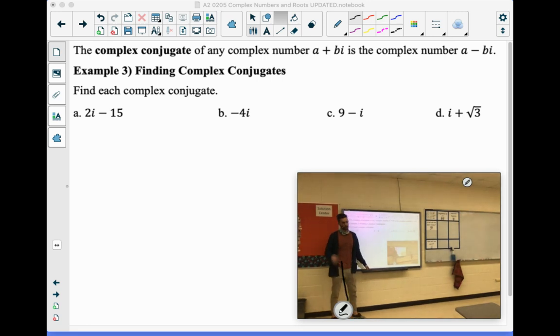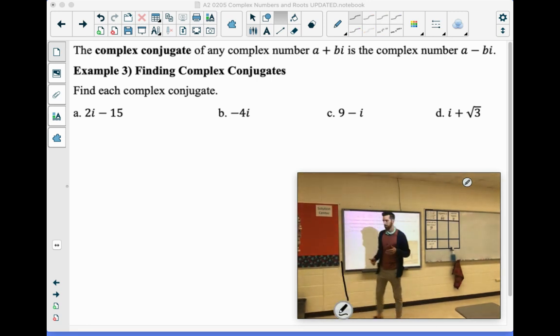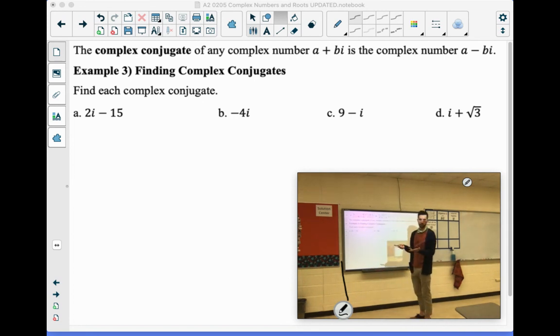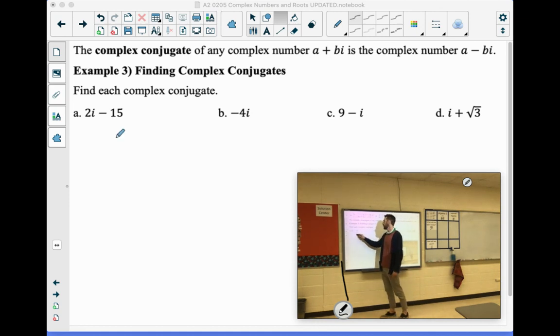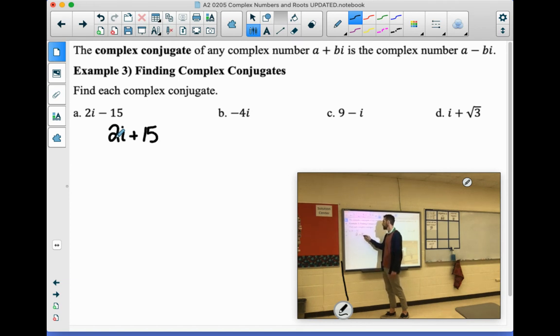Okay, now we're going to talk about this complex conjugate. It's very easy to find the complex conjugate because really all you have to do is change a plus and a minus. So look at this one, 2i minus 15. So the complex conjugate would be 2i plus 15. That's the answer there. But let me show you why that is the complex conjugate.